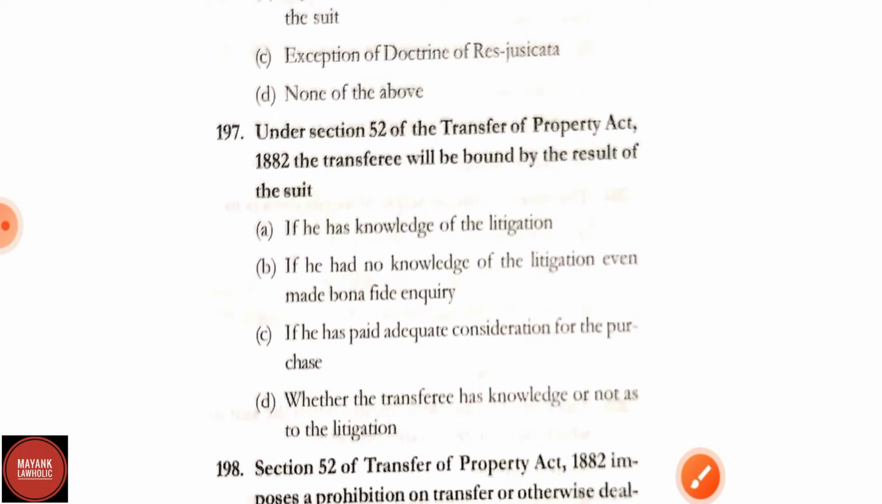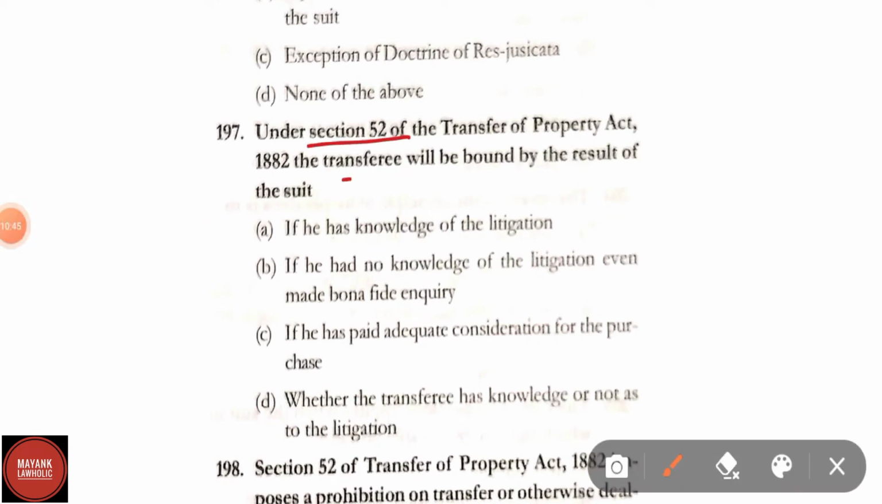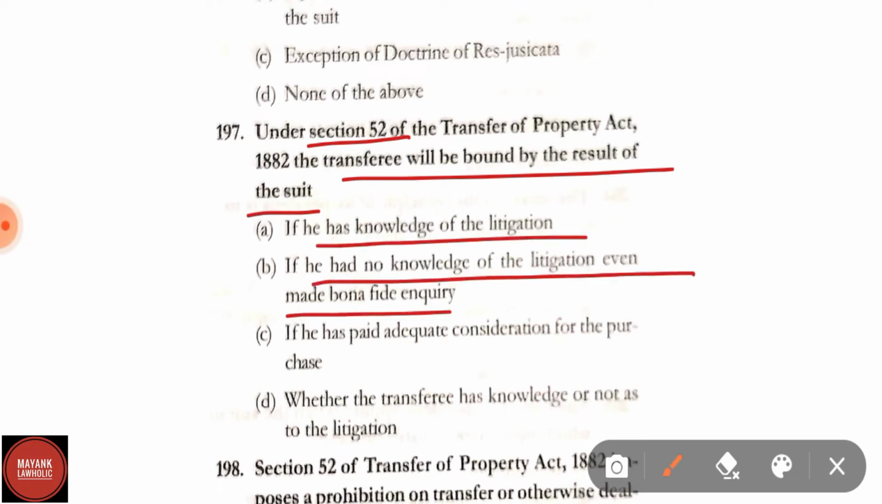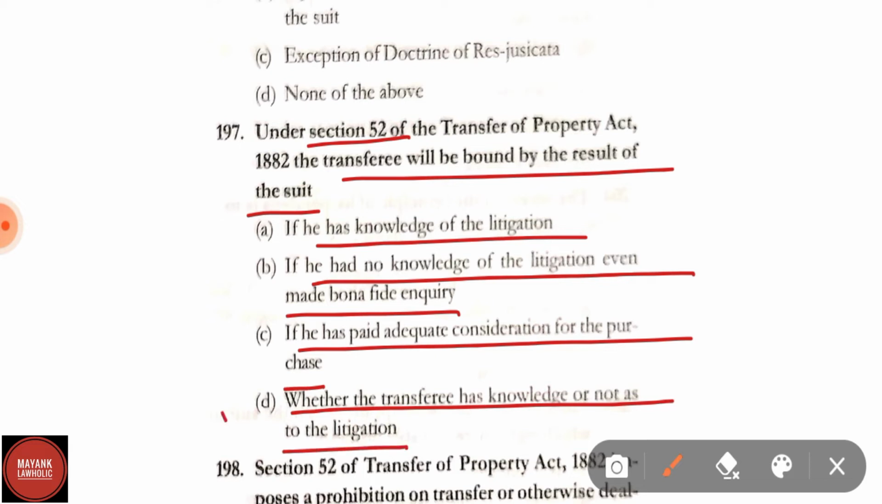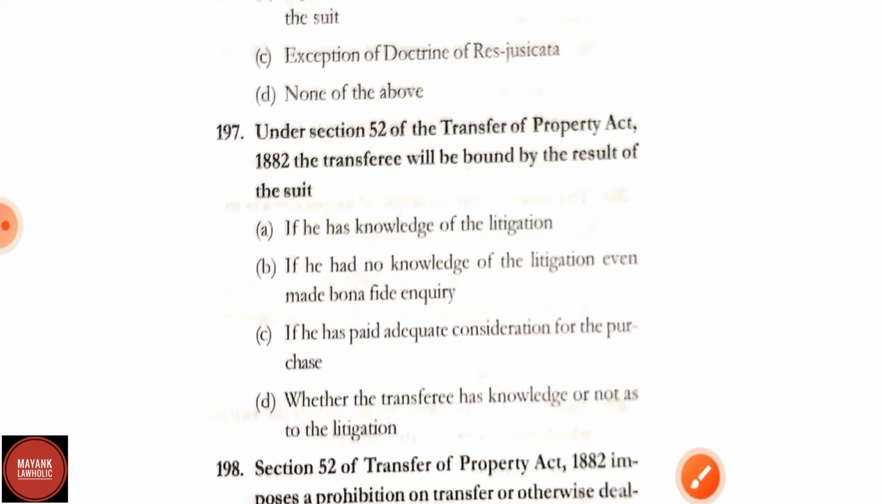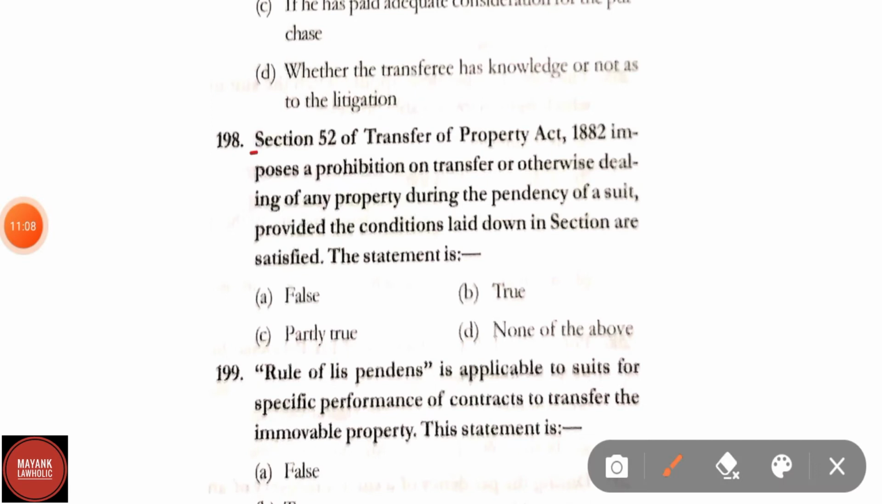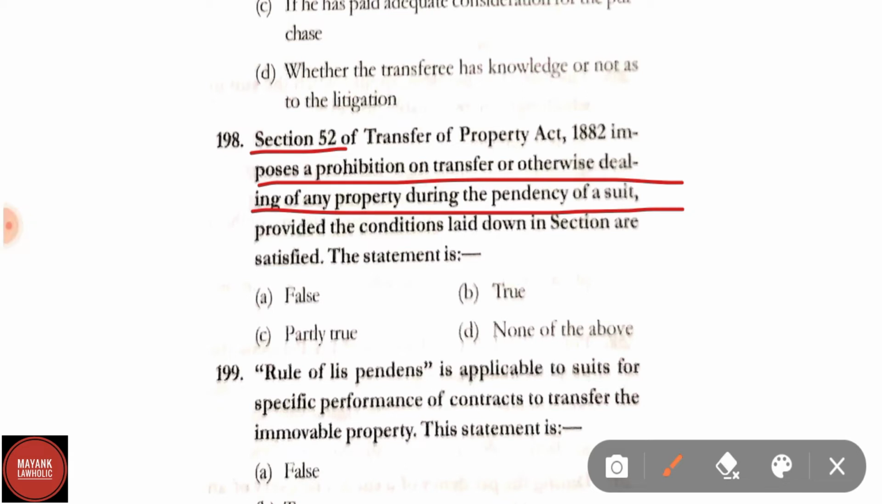Question number 197. Under section 52 of TPA, the transferee will be bound by the result of the suit if he has knowledge of the litigation, if he had no knowledge of the litigation even after making bona fide inquiry, if he has paid adequate consideration for the purchase, whether the transferee has knowledge or not as to the litigation. Correct answer is option D, whether the transferee has knowledge or not as to the litigation. Question number 198. Section 52 of TPA imposes a prohibition on transfer or otherwise dealing of any property during the pendency of a suit, provided the conditions laid down in the section are satisfied. The statement is false, true, partly true, none of the above. Correct answer is option B, that is true.